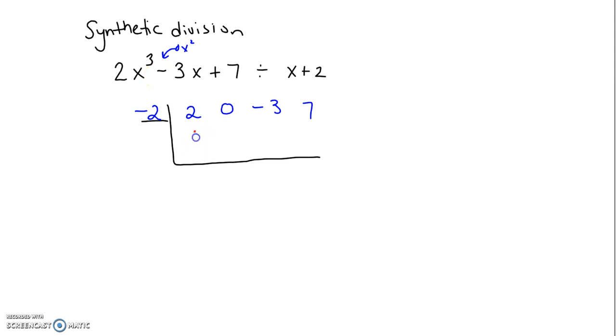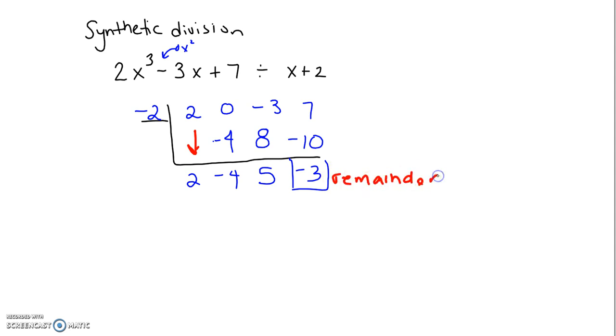So we will drop down the first number. That's always our first step, 2. And then we multiply up. 2 times -2, -4. Then we add down, -4. We multiply up. We're going to get a +8. Add, we'll get a 5. 5 times -2, -10. And if we add this, we get -3. And our last number here is always our remainder.